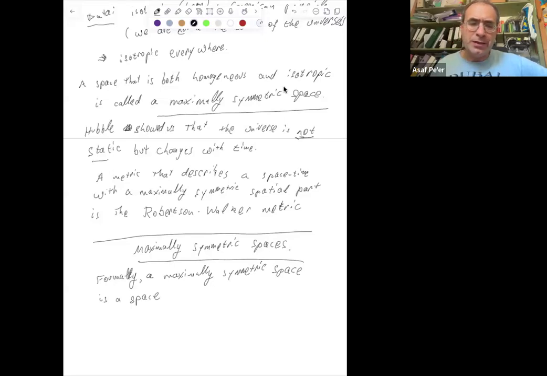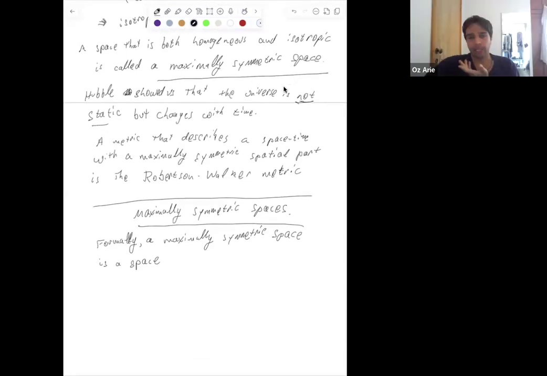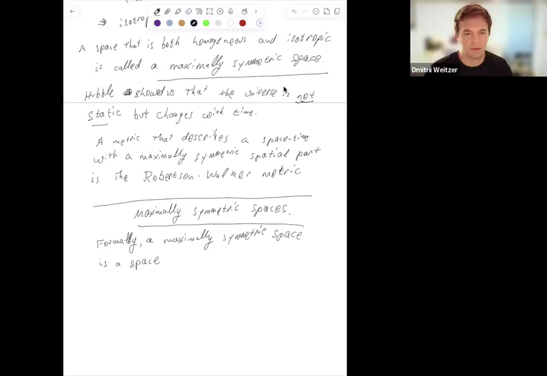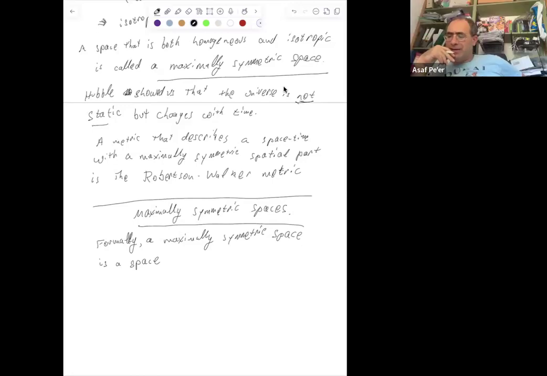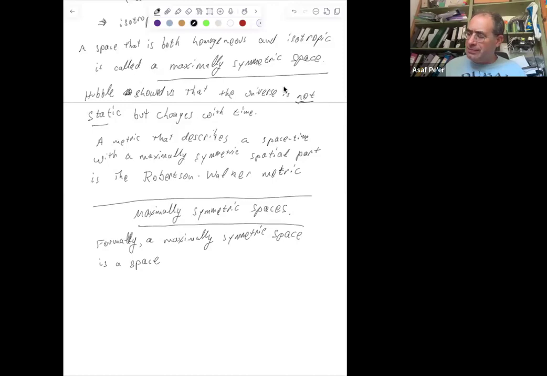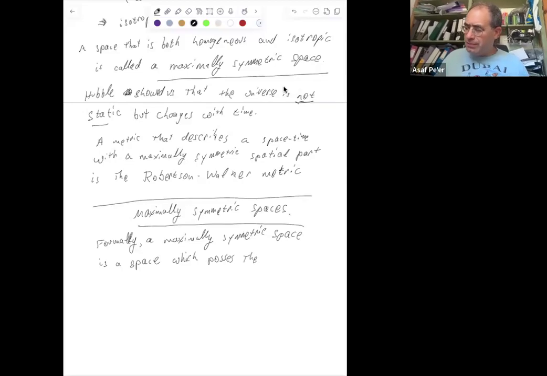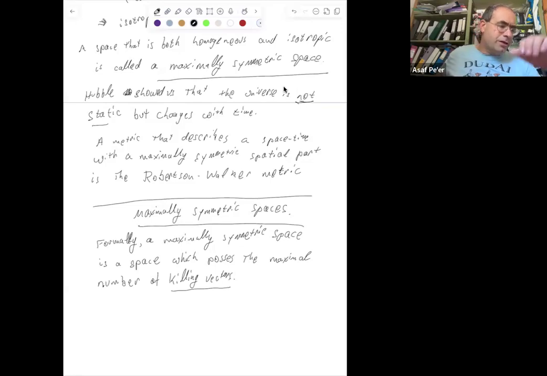What can I say about a maximally symmetric space? It has a continuous symmetry in each one of its coordinates. Maybe it has the maximum number of Killing vectors. That will be what we're looking for, right? A space that possesses the maximal number of Killing vectors, which is essentially what you're saying.